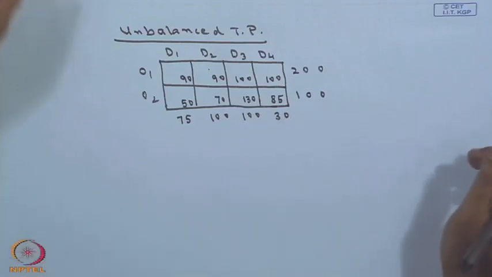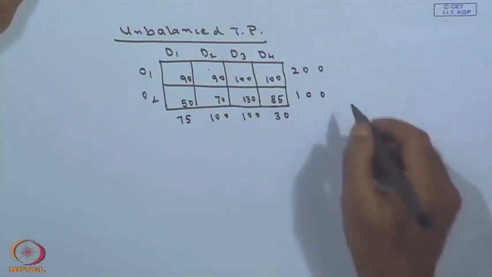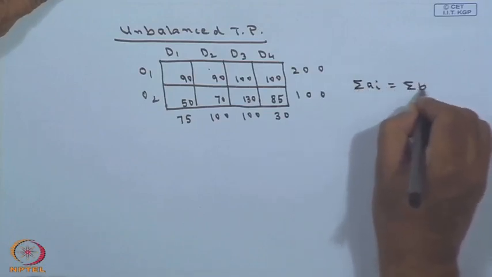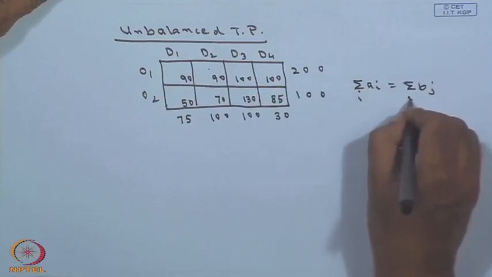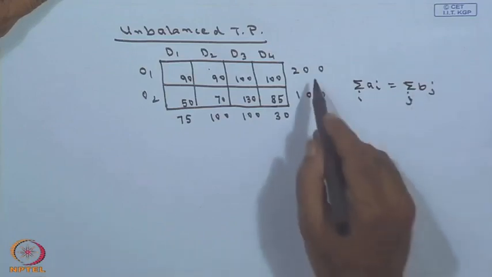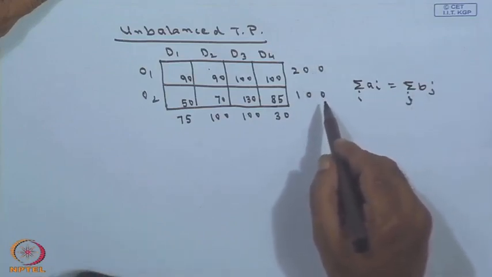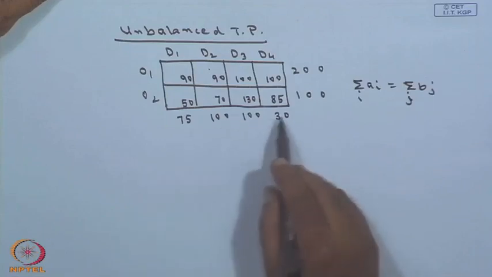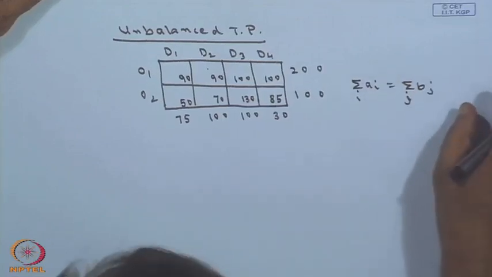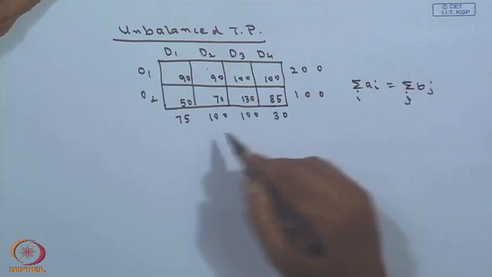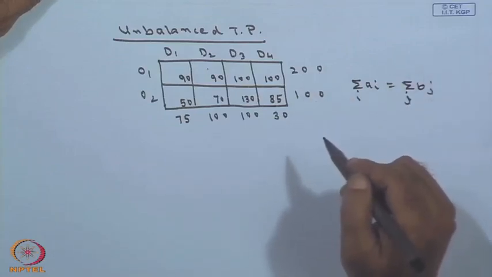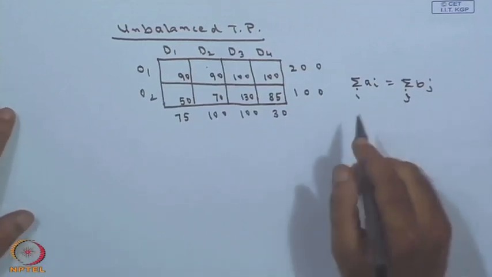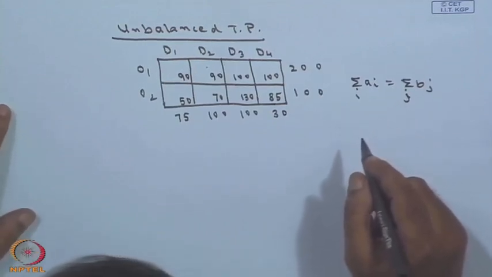If you remember, we have said a transportation problem is balanced if summation over ai is equal to summation over bj, summation over i and summation over j. Here, total availability is 300, whereas total demand is 275 plus 30, that is 305. So, total availability is not equal to total demand. Therefore, the transportation problem given here is an unbalanced transportation problem.